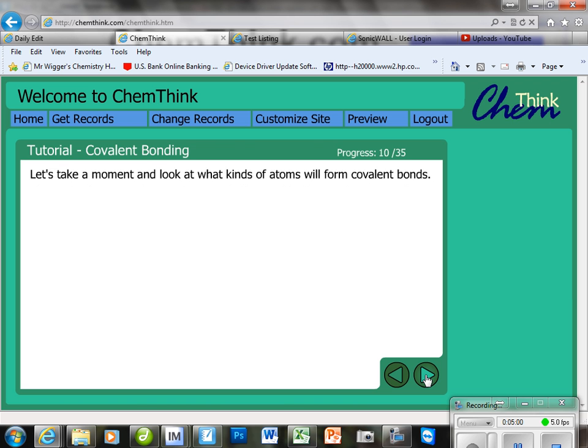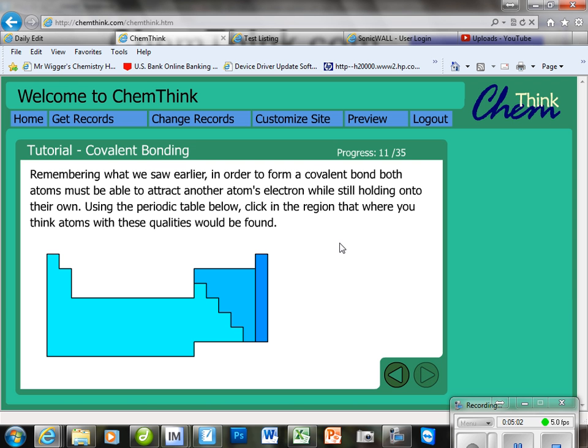Now let's take a moment. What kinds of atoms are going to do bonding? Well, I'm going to click here and make a mistake on purpose. These are the noble gases. They do not form covalent bonds. They don't form any kind of bonds.